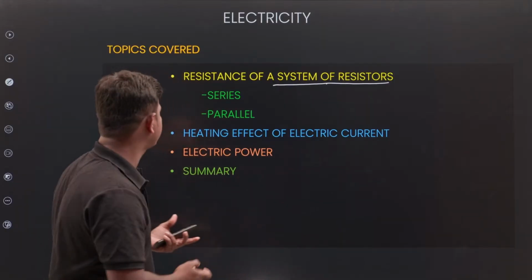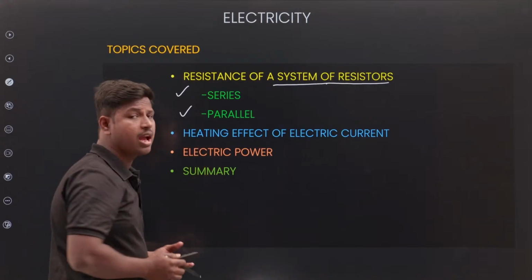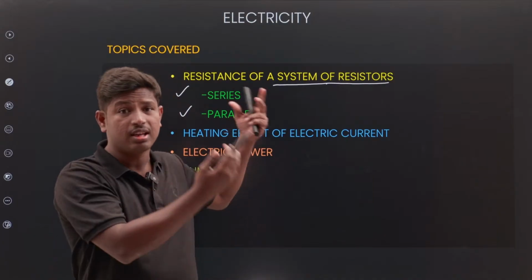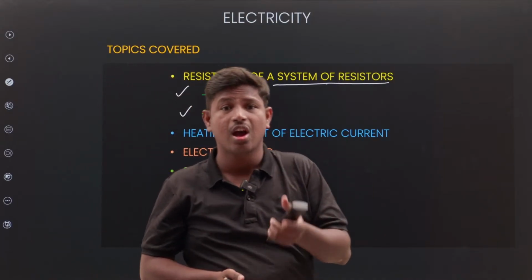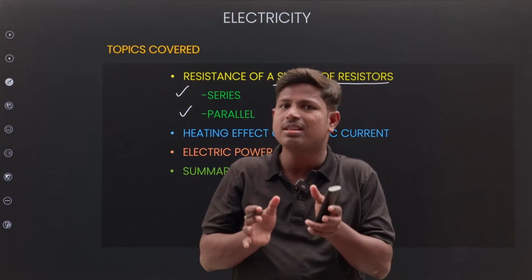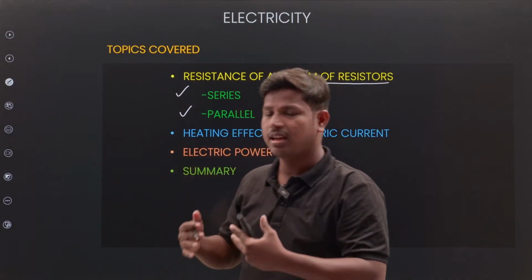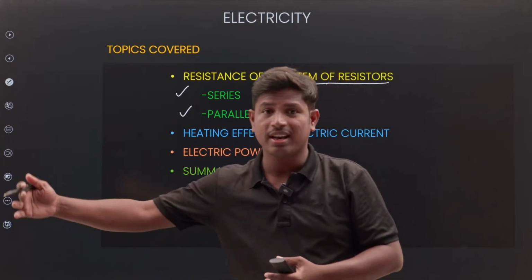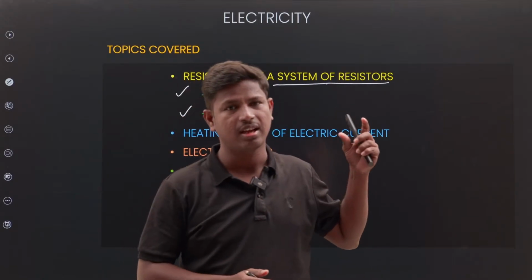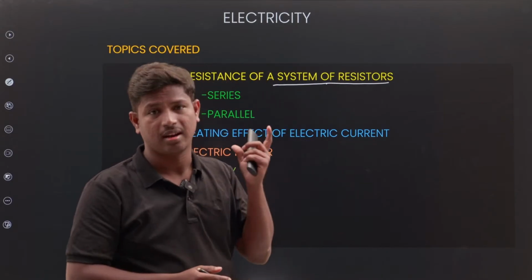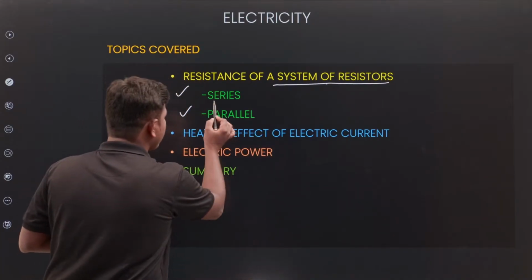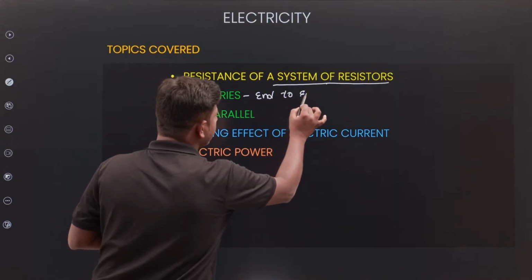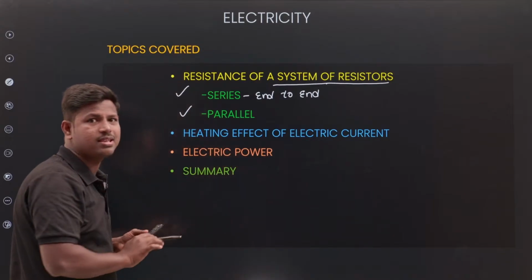In the combination of resistors we have two types, series and parallel. What is meant by series, and what is meant by parallel? In the last session we discussed this. Series means end to end connection. Like if you take a train, how the bogies are connected, end to end. That is series. Side by side is parallel.